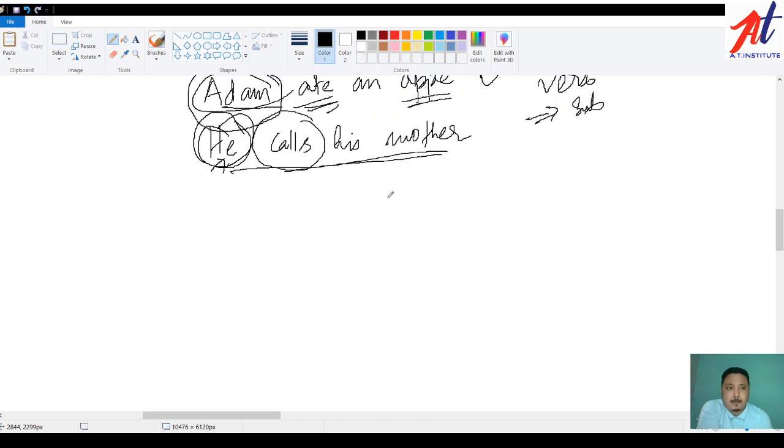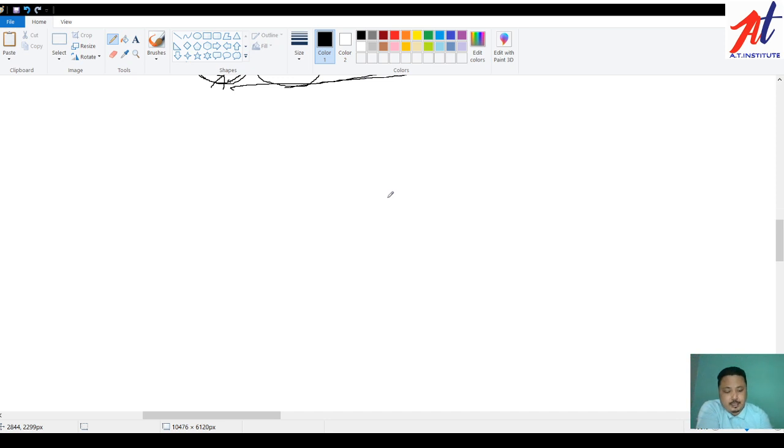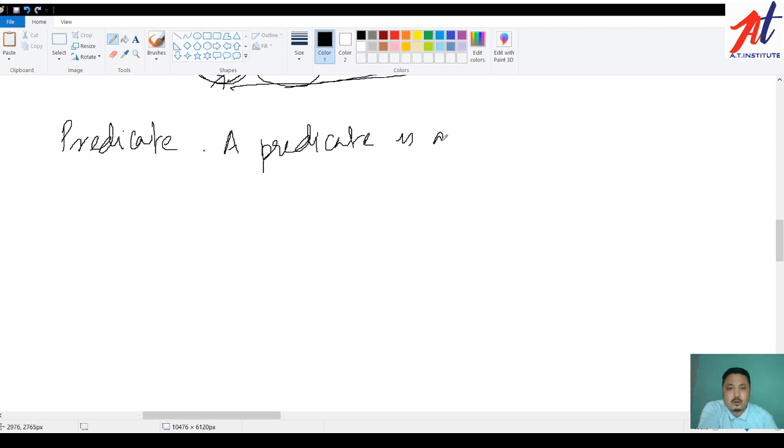Okay. The next we have is predicate, right? So let us see predicate. So when I say predicate, you need to understand all that we tell about the subject. Okay, all the words basically. The definition itself says a predicate is all that we tell about the subject.